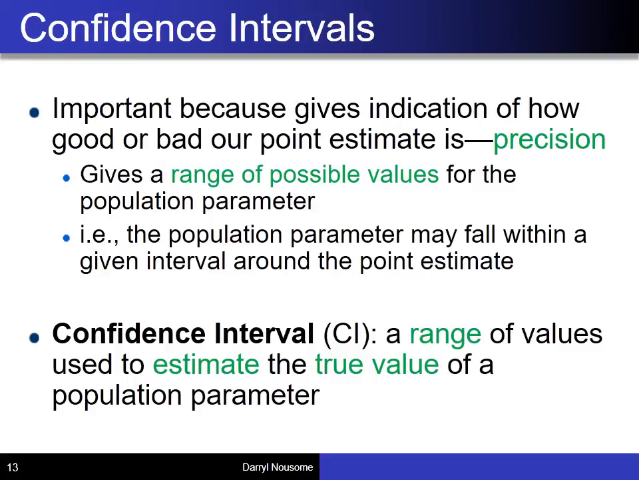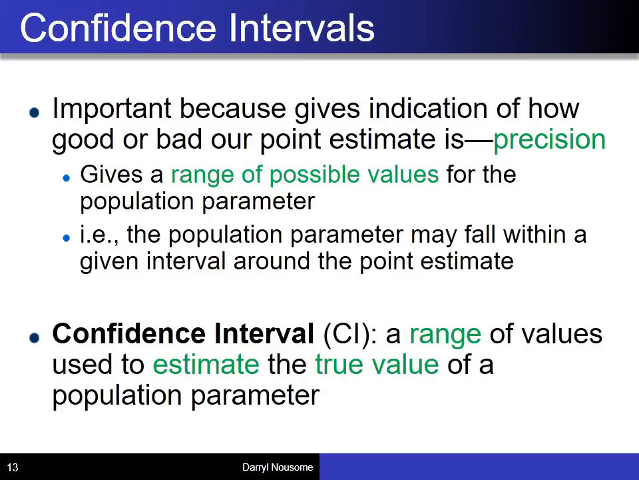So let's move a little bit into what we call confidence intervals. Confidence intervals are related to how we sample from our full population and how we collect the true population parameter from our sample. A confidence interval is important because it tells us how good or bad our point estimate is. We call that precision. So are we measuring the true population parameter given our sample? This gives us the range of possible values for the population parameter. The true population parameter may fall within this given interval around the point estimate that we've collected.